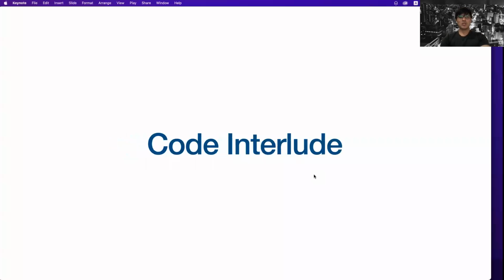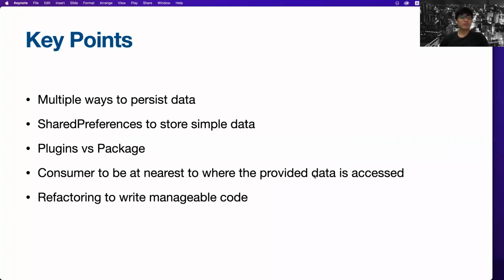So the key points are that we have multiple ways to persist data. Shared preference is to store very, very simple data, mainly booleans, numbers, strings. We also learned about plugins and packages. We also talked about placing the consumer as near as possible to where the provided data is accessed, and also how to refactor and write manageable code.